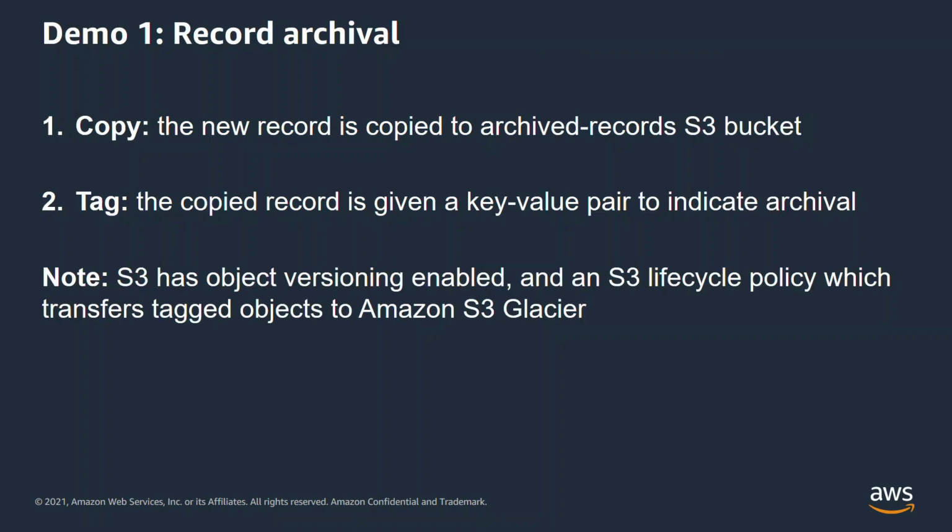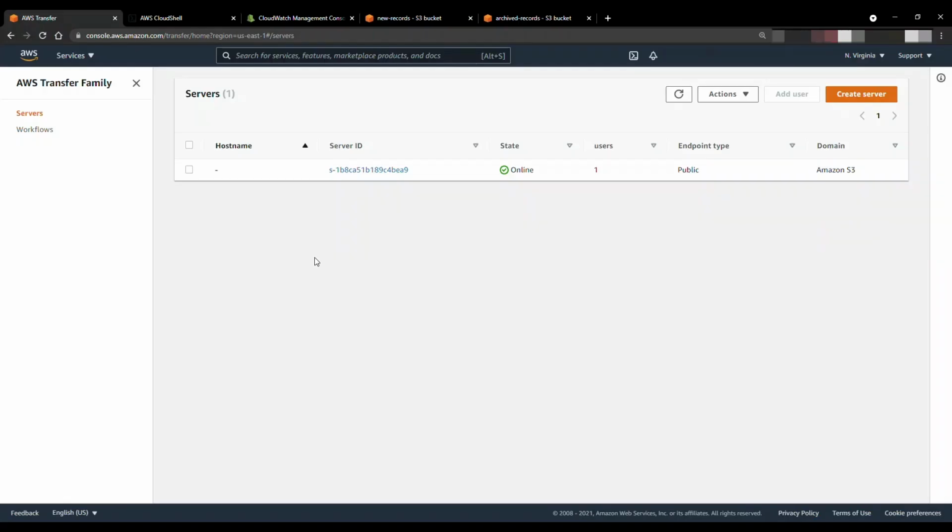In the first demo, I'll cover a record archival scenario. First, we'll set up a step to copy new records to a new bucket under a transfer prefix. Then we'll set a step to tag the copied record with the key of archive and the value of yes. This scenario is useful if a business wants to retain any files sent to them by a business partner for retention and compliance. So note that the S3 bucket has object versioning enabled since we want to archive both writes and overwrites, and we have an S3 lifecycle policy set to archive objects that are tagged.